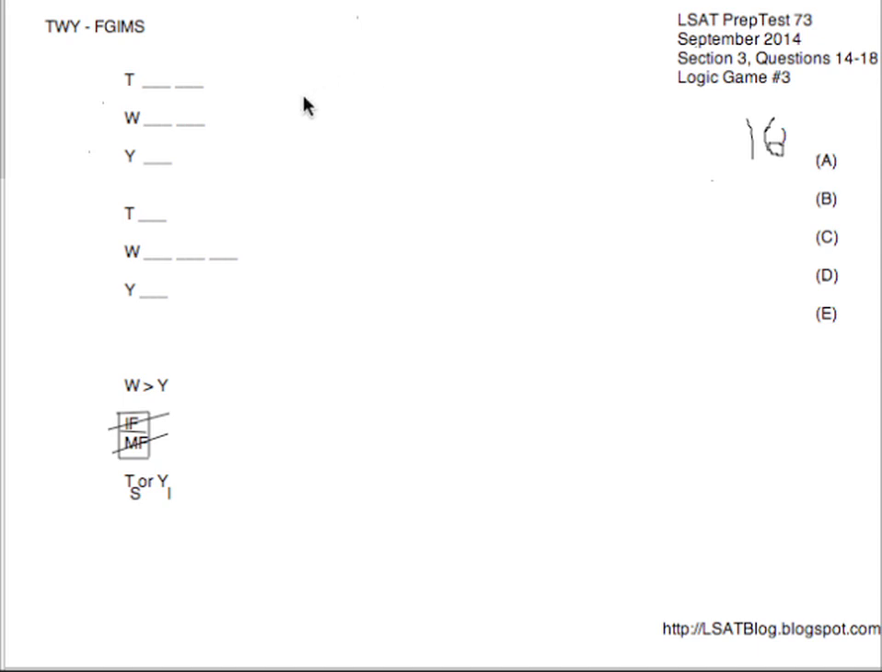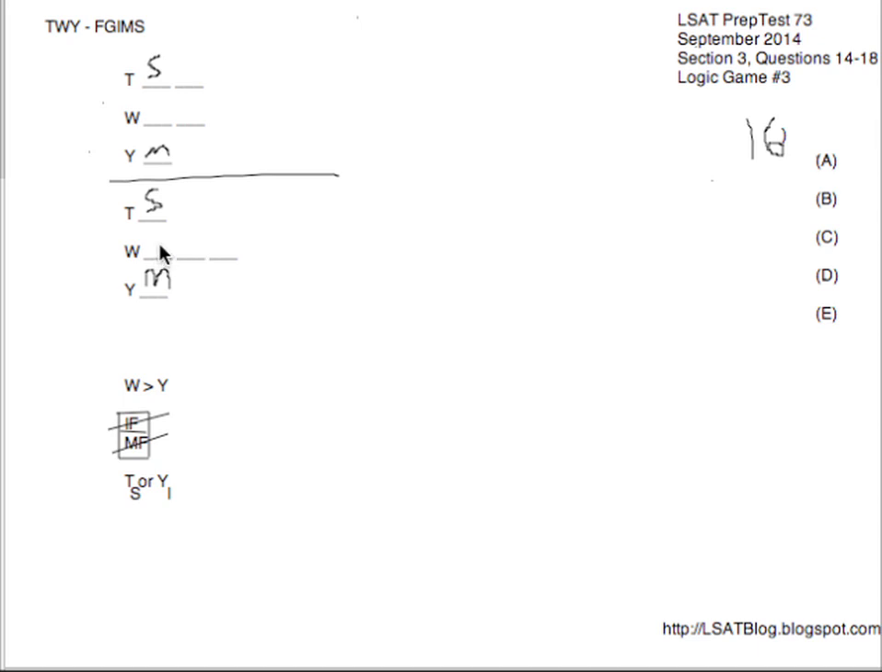Next, number 16, if Y had M, what would have to be true? So we can look at our two main diagrams here and place M on Y in both of these two different distributions. Of course, that means YI is not happening, so T will have to have S as a result. So we can stick that down. The bottom diagram is pretty fully determined here.